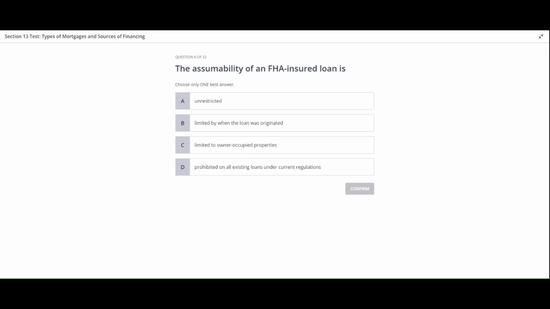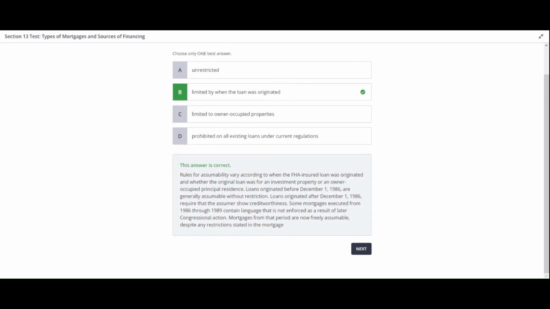Okay, the correct answer for this question is option B, limited by when the loan was originated. Rules for assumability vary according to when the FHA-insured loan was originated, and whether the original loan was for an investment property or an owner-occupied principal residence.